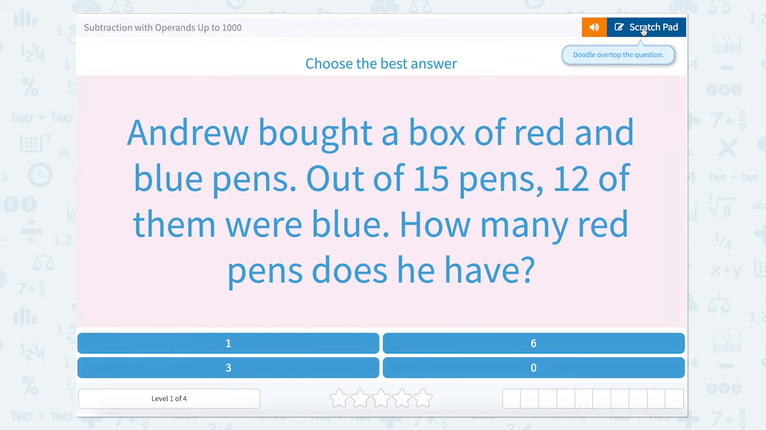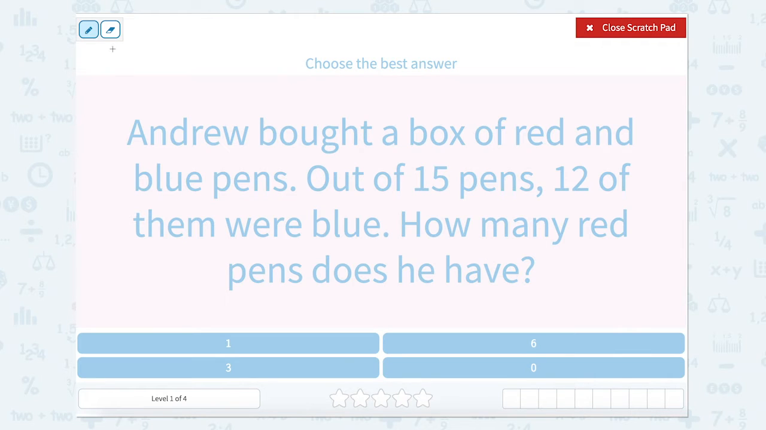I'm going to use this scratch pad, and I prefer to draw a tape diagram to help me think about the problem. So we know that Andrew has a total here of 15 pens. Inside of this box, there were 12 that were blue. So I'm going to put a B for blue. And there were 12, which means that this leftover amount is how many were red.